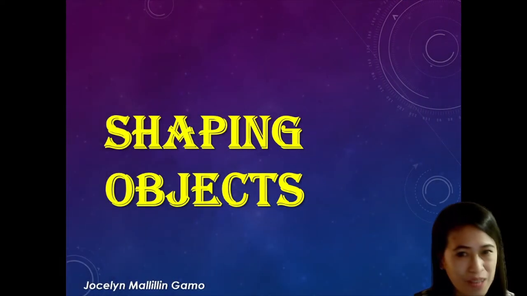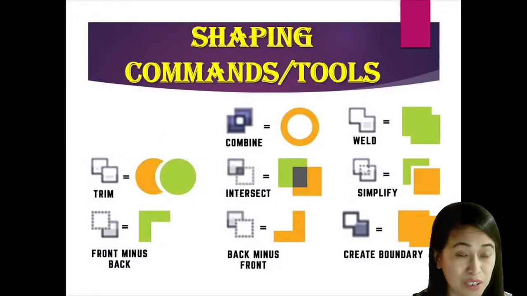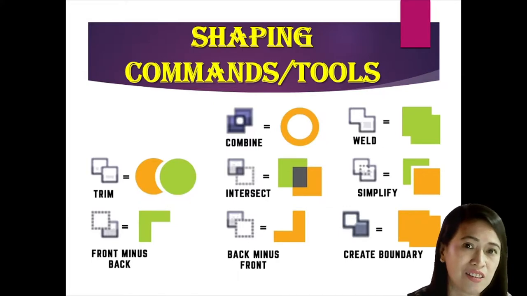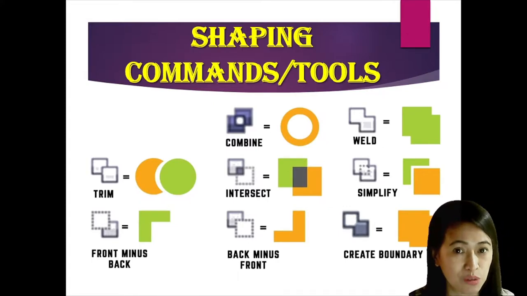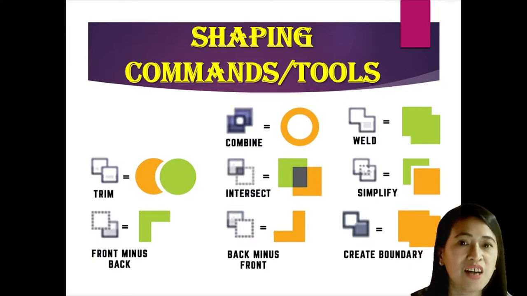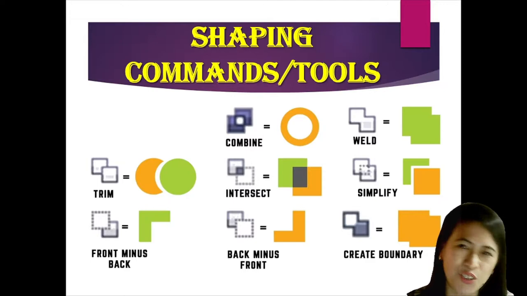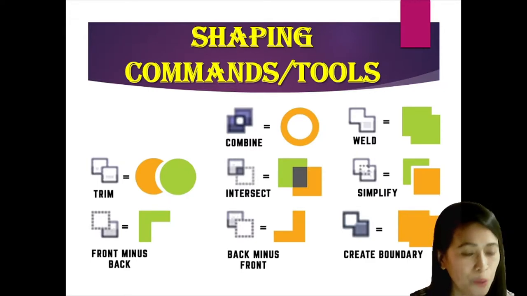For today's lesson, I will be discussing shaping objects. When we talk about shaping objects, we are talking about the different shaping commands or tools. The function or purpose of shaping commands and tools is to combine two or more objects. Also, you are producing another shape or object out of one or two objects.